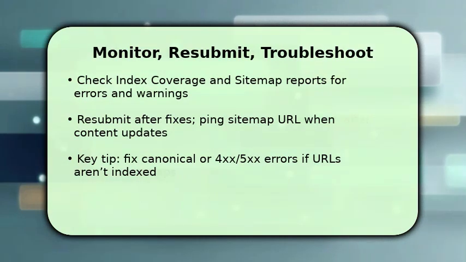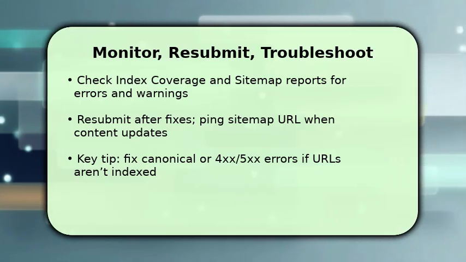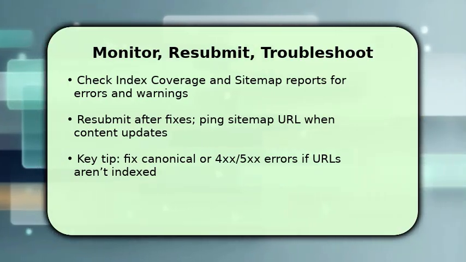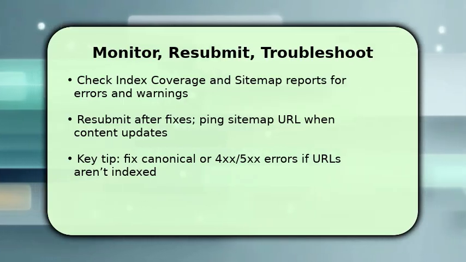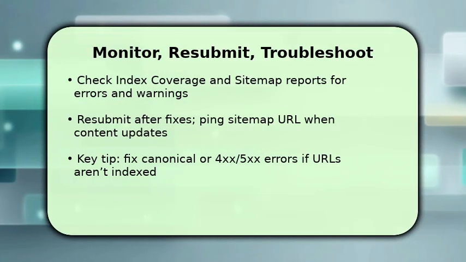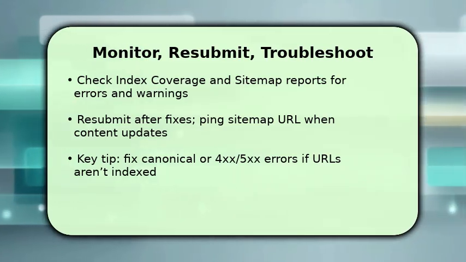You finish by monitoring the sitemap report and index coverage in Search Console to confirm URLs are indexed and to find errors. Once you fix any 4XX, 5XX, or canonical conflicts, resubmit the sitemap and use URL inspection to request indexing for priority pages. Make sure to ping the sitemap URL to notify engines after major updates.